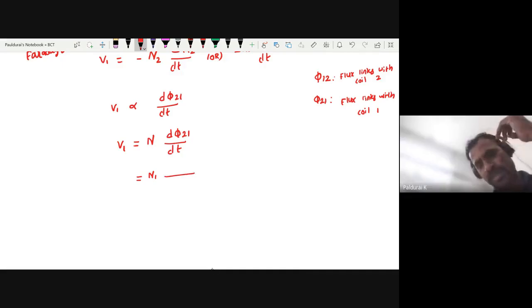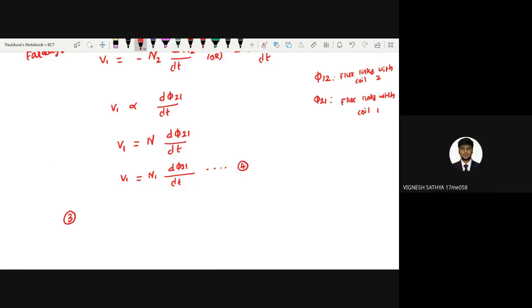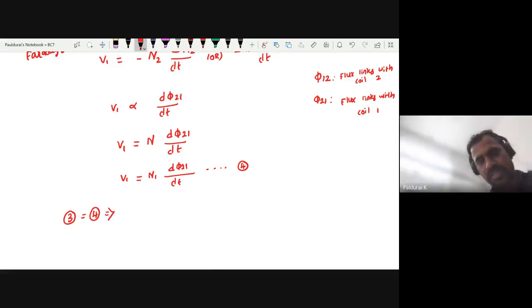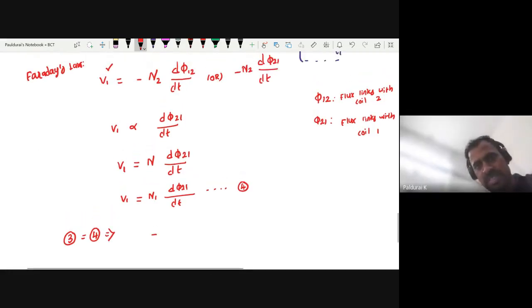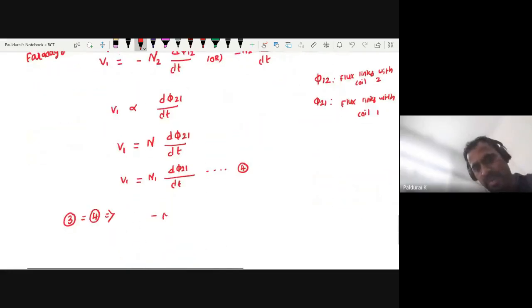We want to explain this. So it is N1 dφ21 by dt. Now this is V1 with coil 1. Equation number 4. So the number of turns of coil 1 தான் affect பண்ணுங்க sir. Okay. So now equation number 3 equals 4. Where equation number 3, what it says? Minus of M into di2 by dt equals N1 into dφ21 by dt.